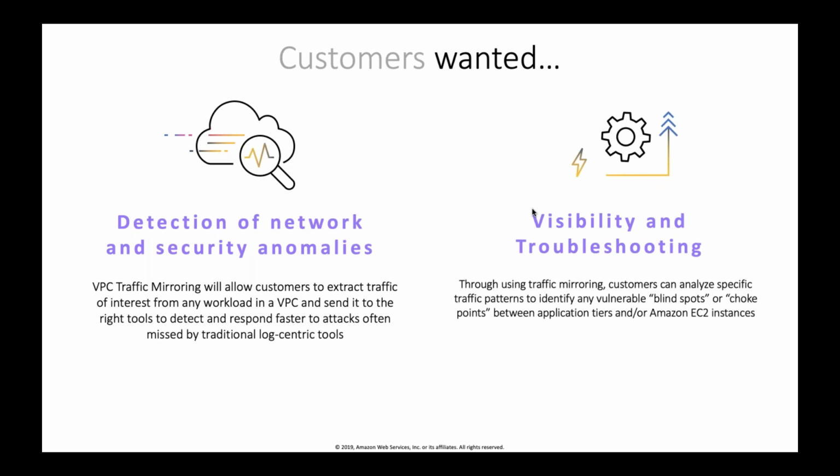The second use case is for customers who want to do live troubleshooting and diagnostics of their application. As a lot of microservices talk to each other in their infrastructure, they want to see how traffic is traveling between those applications, between those microservices, so that they can figure out those vulnerable or blind spots or choke points between the applications. Our customers have been doing traffic mirroring using third-party agents so far.